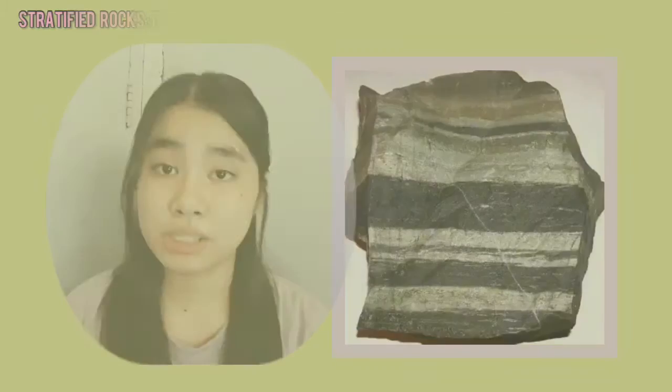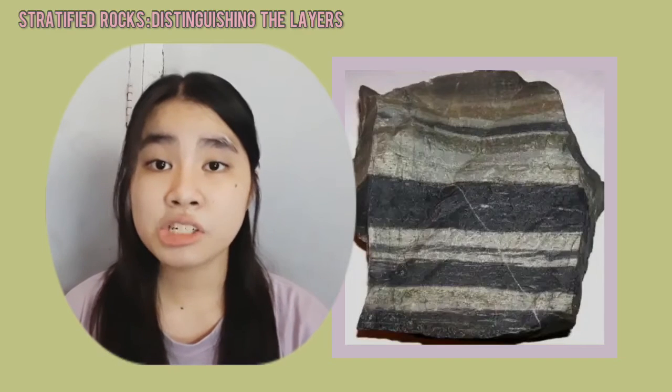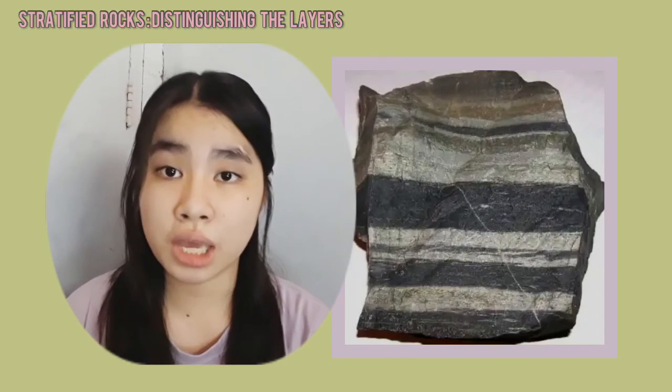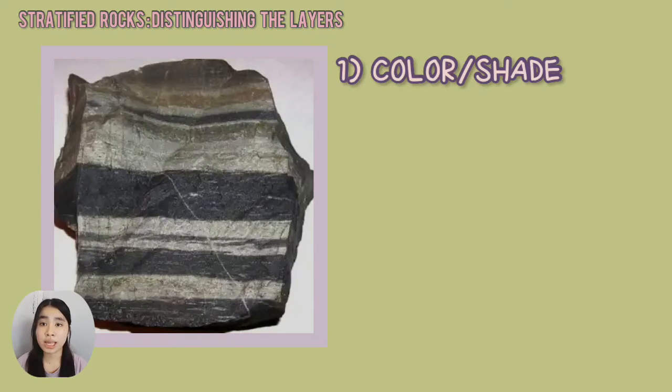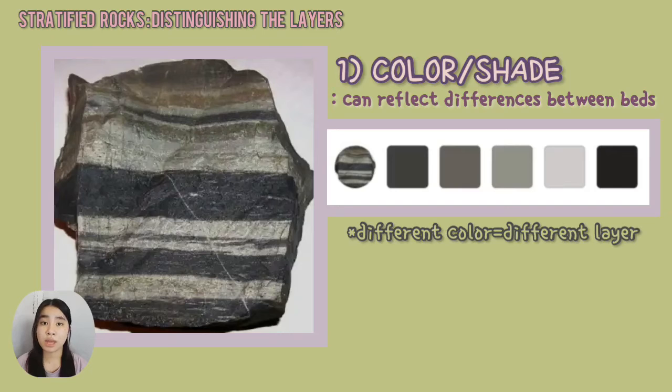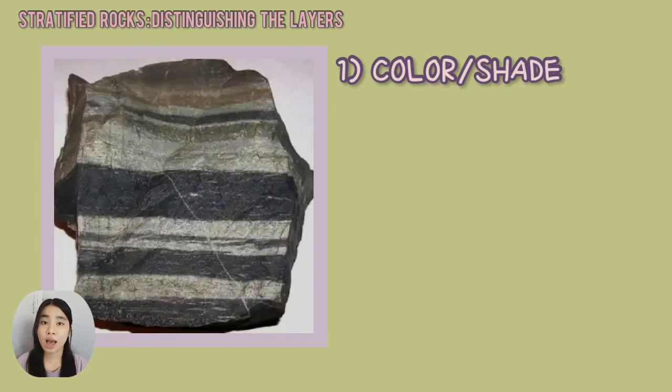Now that we have learned how stratified rocks were formed, let us find out how we can distinguish its layers. As you probably noticed, layers or beds in a stratified rock don't all look the same. The first thing that defines a bed or a layer of a rock is its color or shade. In this picture, as you can see, the beds are clearly defined by a change in color or shade. A change in color can reflect differences between beds or layers. For example, in this picture, this stratified rock has different colors or shades, meaning it is also made up of different layers.